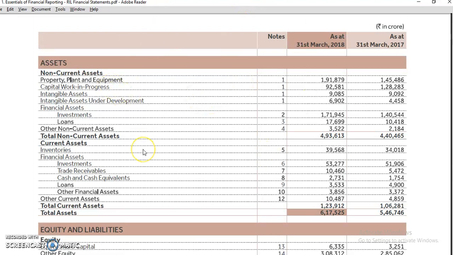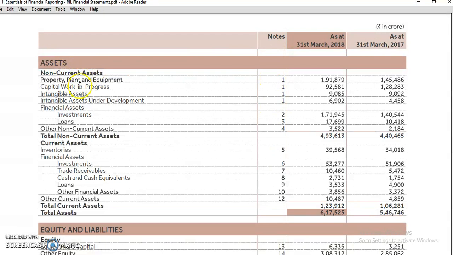So let's start. The first column is the assets. Here you can see the assets are divided into non-current assets, and then there are current assets. Non-current assets, as we learned in the previous video, are assets which can be used or recovered beyond 12 months. Current assets means they are going to be realized or used up within 12 months of the end of the balance sheet, meaning they should be used by 31st of March 2019. These are the details of the notes.